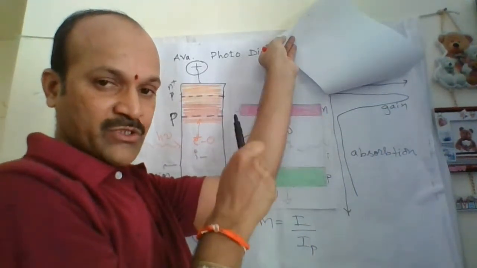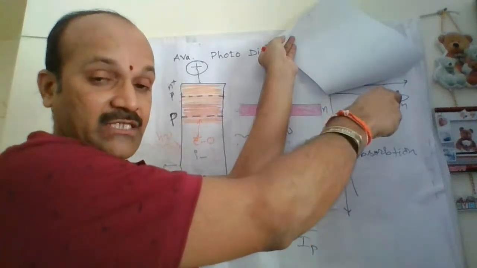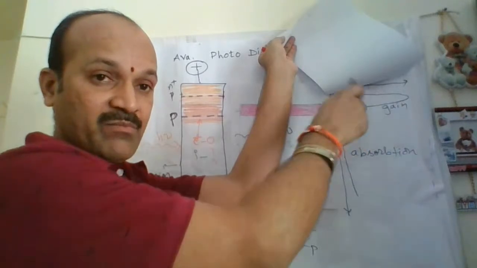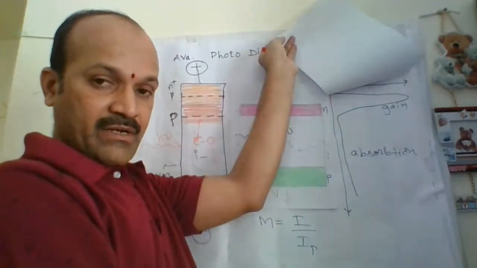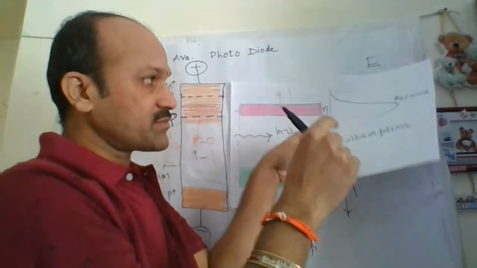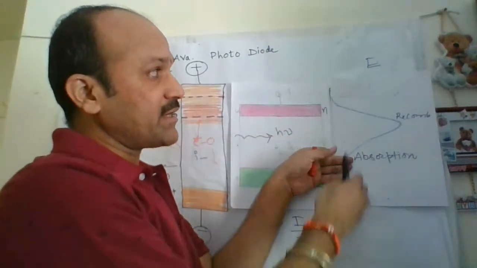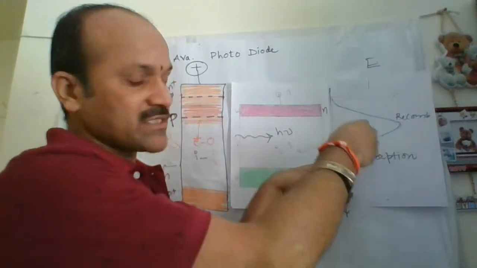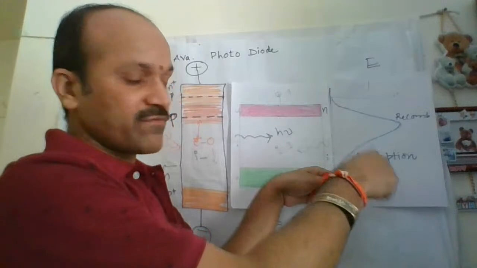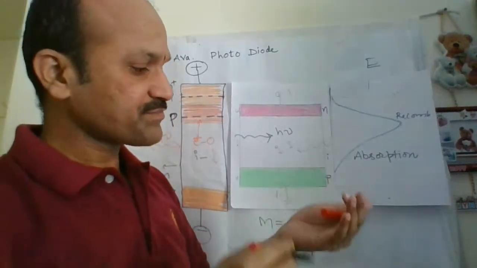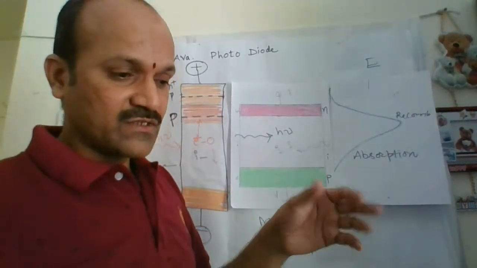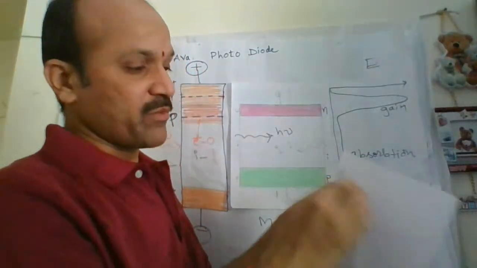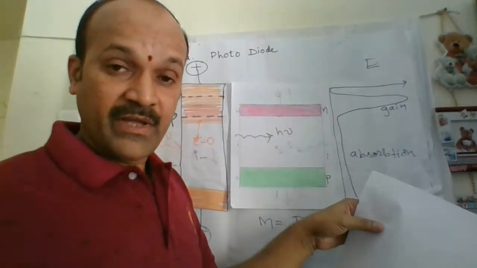In the pi region, absorption will be taking place, and maximum gain or maximum electric field will take place in the PN region, the forbidden region. But in case of this PIN diode, maximum recombination happens in the intrinsic region itself, total absorption is taking place, right? So this is the electric field profile of PIN diode.